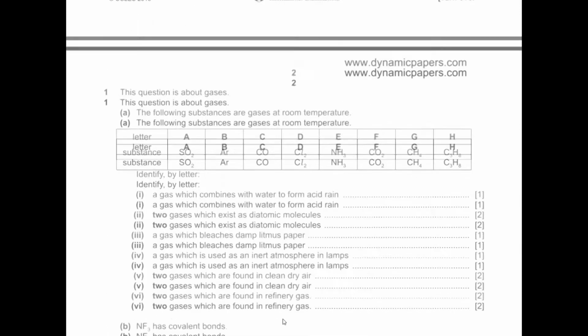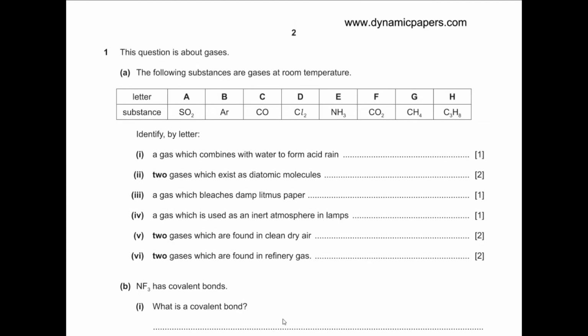Let's get started. Question 1. This question is about gases. Question A. The following substances are gases at room temperature. Identify by letter a gas which combines with water to form acid rain. So that's sulfur dioxide. It combines with H2O to make sulfuric acid.